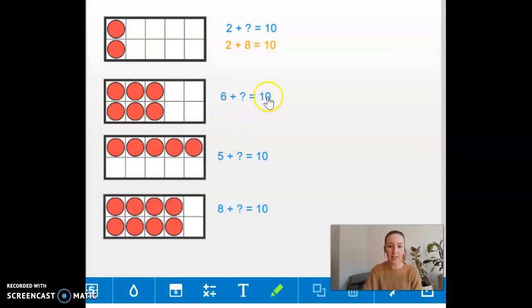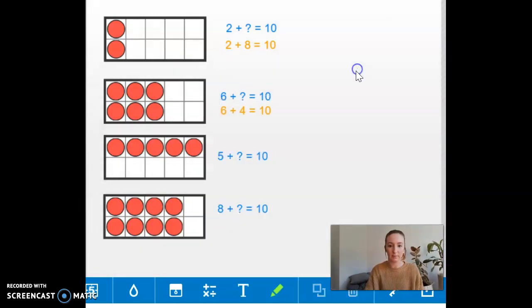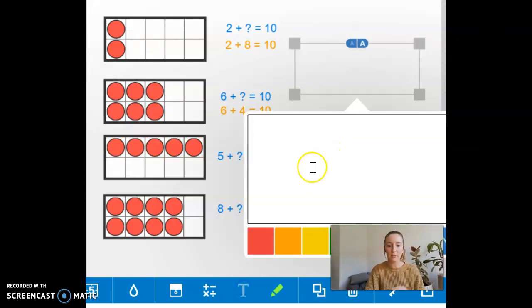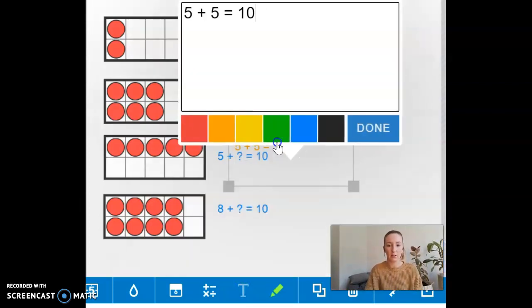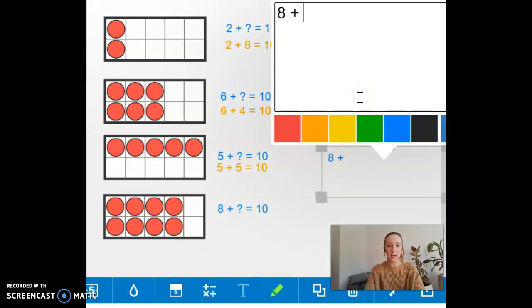Here I've got 6 plus something equals 10. How many are missing? There are 4 missing. So 6 plus 4 equals 10. Here I've got 5 plus something equals 10. 5 plus 5 equals 10. And then here I've got 8 plus something, 8 plus 2 more. I can see there visually are 2 more missing. So 8 plus 2 equals 10.